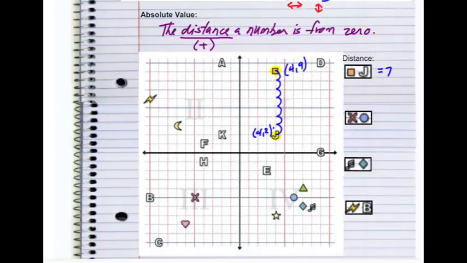As you can see, the x values are the same because they're on the same value for the horizontal distance from 0, but the y values are different. The y value for my square is 9. The y value for my j is 2. 9 minus 2 equals 7. So again, I am confirming that the distance between the square and the j is equal to 7. Let's do another one.